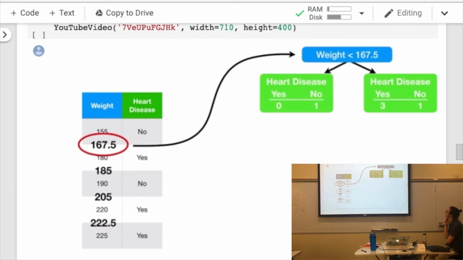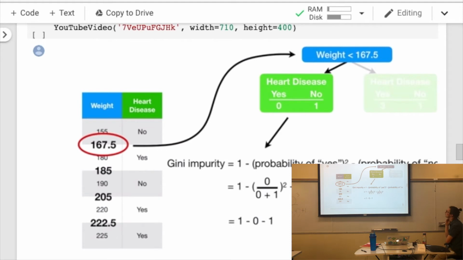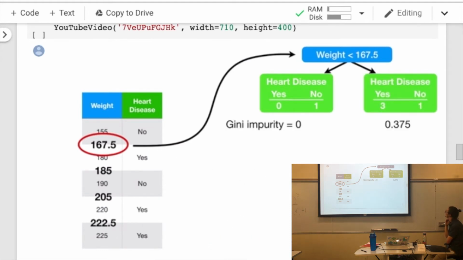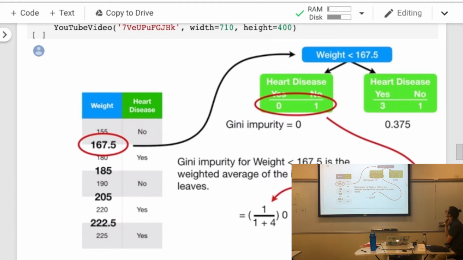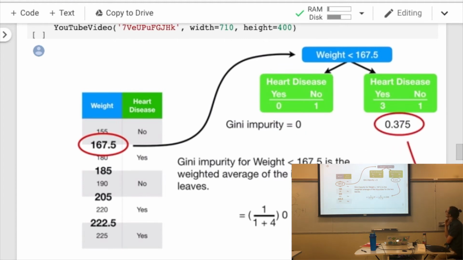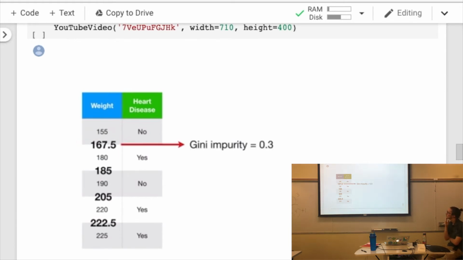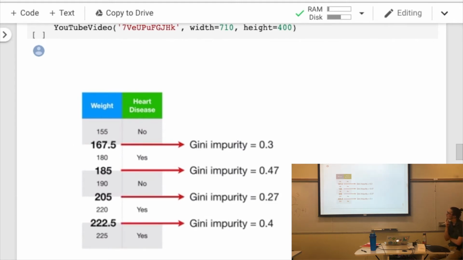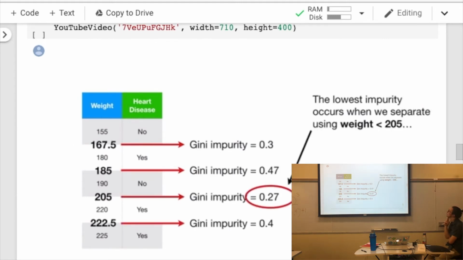For example, we can calculate the impurity value for weights less than 167.5. Ultimately, we get 0.3 as the impurity value for this weight. And then we calculate the impurity values for the other weights as well. The lowest impurity occurs when we separate using weight less than 205. So this is the cutoff and the impurity value we would use when we compare weight to chest pain or blocked arteries.